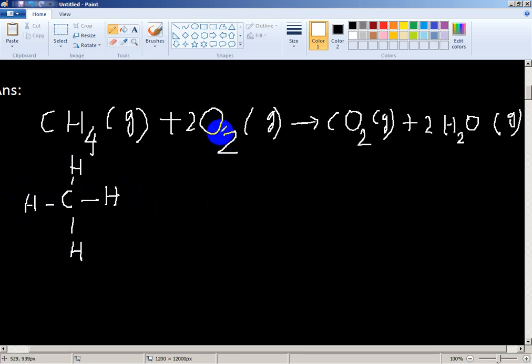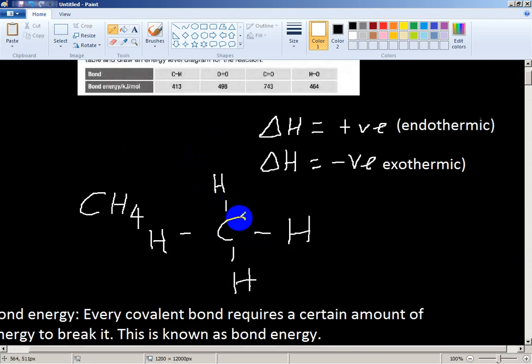Here oxygen. We know, in oxygen, is it a single bond, double bond or triple bond? Oxygen, 1 molecule. Do you know which type of bond is in oxygen? Double bond. Yes, double bond. Okay, how many oxygen molecules? This is 2 oxygen molecules. So 2 oxygen molecules. Okay, one piece of information you should write.